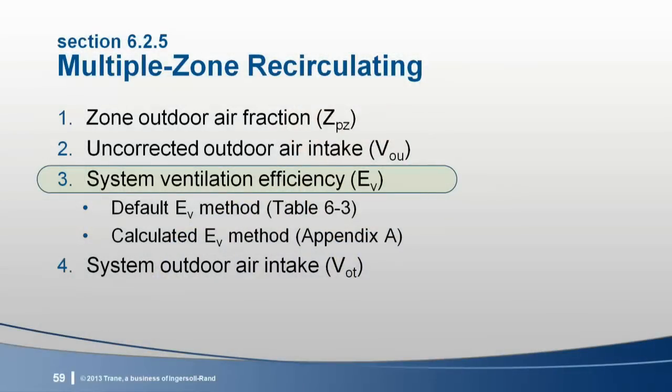Okay, so far we've calculated the zone fractions and the uncorrected intake. The third step is to determine the system ventilation efficiency. As I mentioned, you can either use the default value provided in Table 6-3 or calculate it using Appendix A. We'll start by walking through the calculation procedure from the appendix. Then later we'll compare those results to the default method using this table.